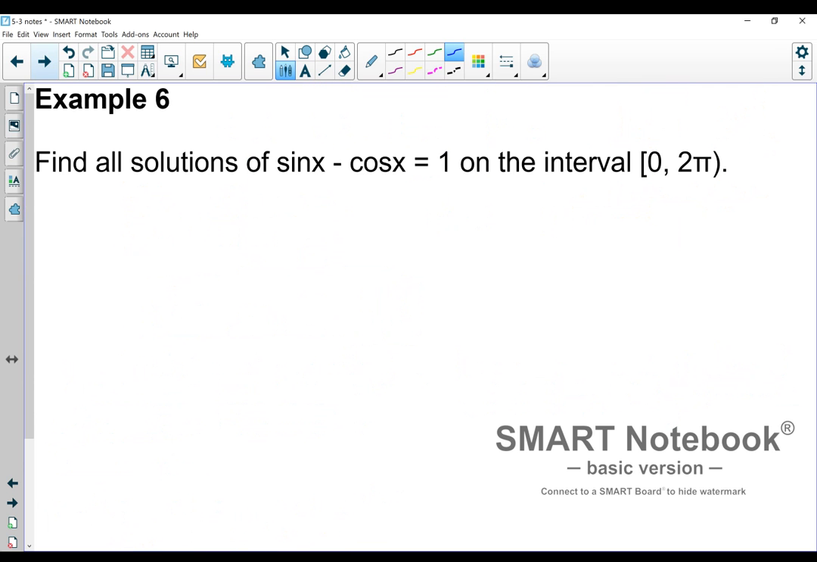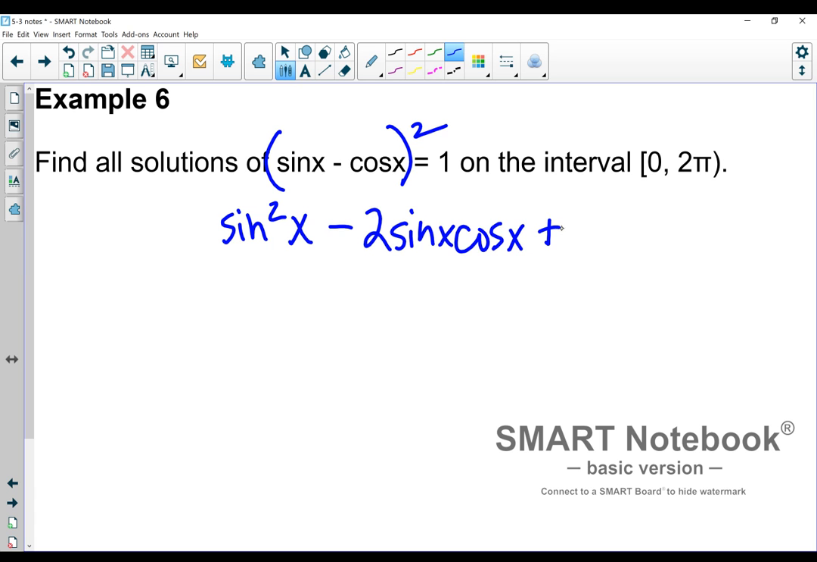So sometimes we're going to use other tricks. So on example 6, we have something where I can't sub anything. There's no way to take sine and write it in terms of cosine. So sometimes a trick could be to square both sides. And I want to square it so that I can use those Pythagorean identities. The problem is if I take this and square it right now, I'm going to get sine squared x, so don't write this down, minus 2 sine x cosine x plus cosine squared x equals 1.